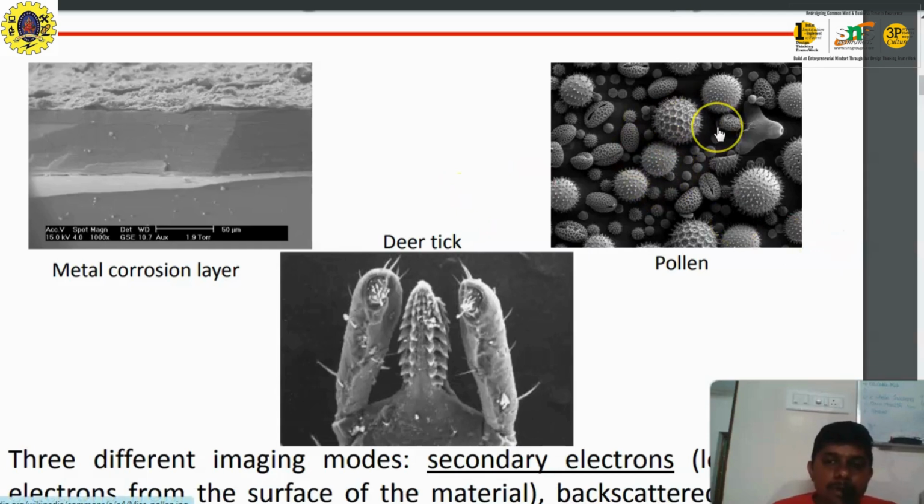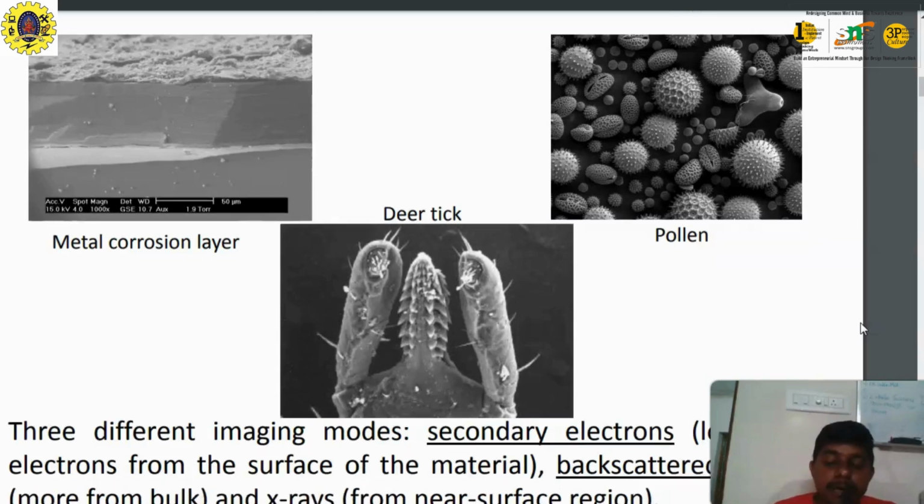Let's take the second image. Here a plant cell has been taken for consideration. It is a pollen. The third image is a deer tick, where we find out what kind of structures are inside the deer tick and how they can be traced. So by using these three different kinds of images, we can study the actual surface characteristics of the particular sample which we have taken for analysis.